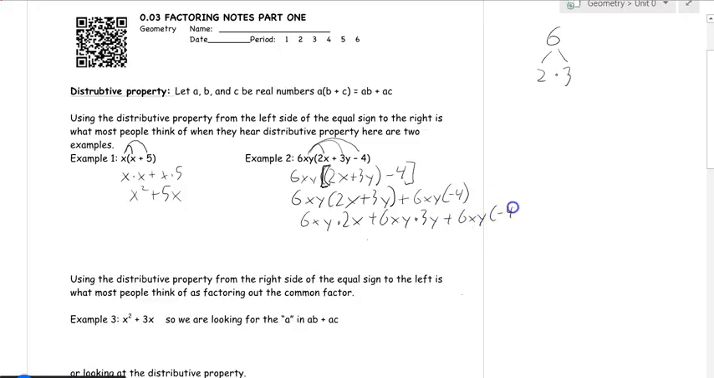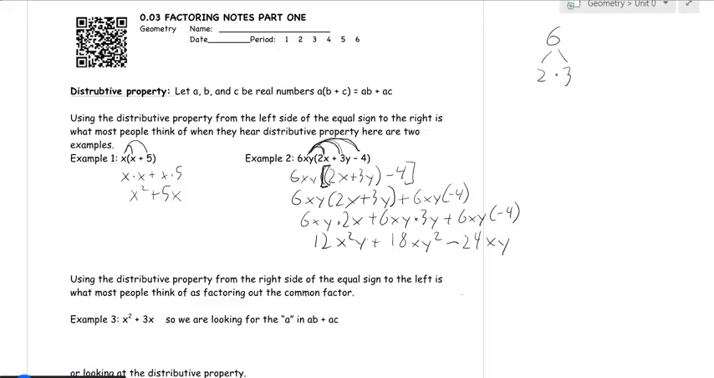And this is what, of course, lets you just skip these steps and go straight to the multiplying like we're used to. Just saying, oh, 6xy times 2x is 12x squared y. 6xy times 3y is 18xy squared. And 6xy times minus 4 is negative 24xy. So that's using the distributive property from left to right.